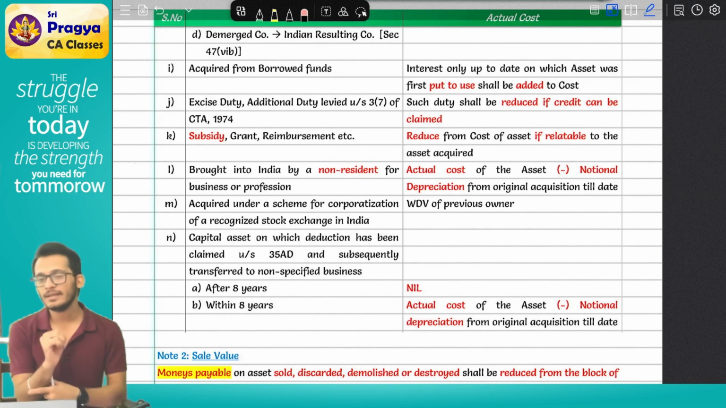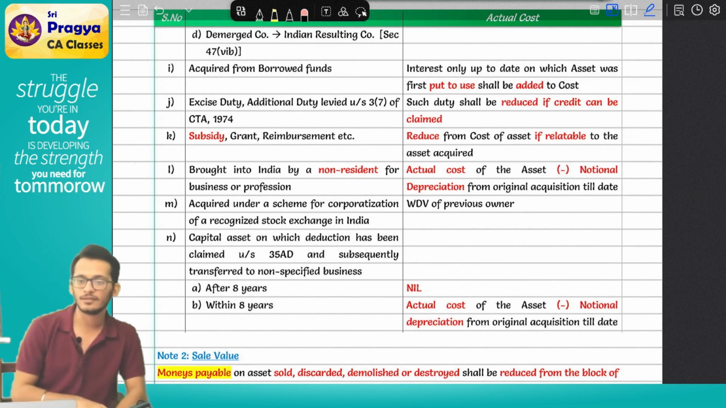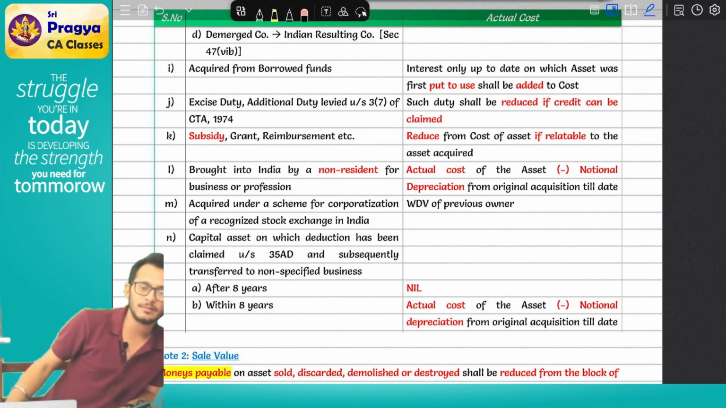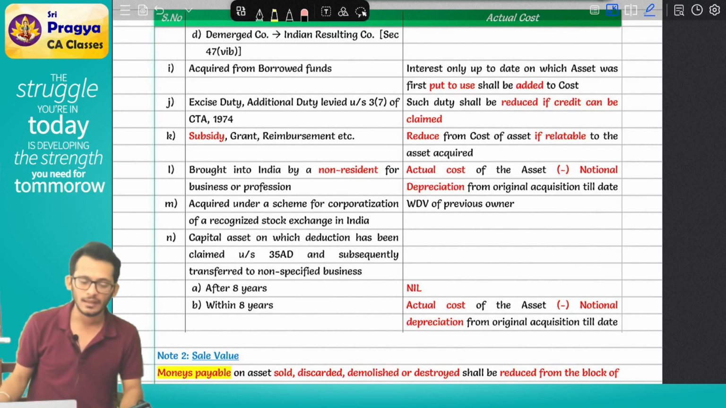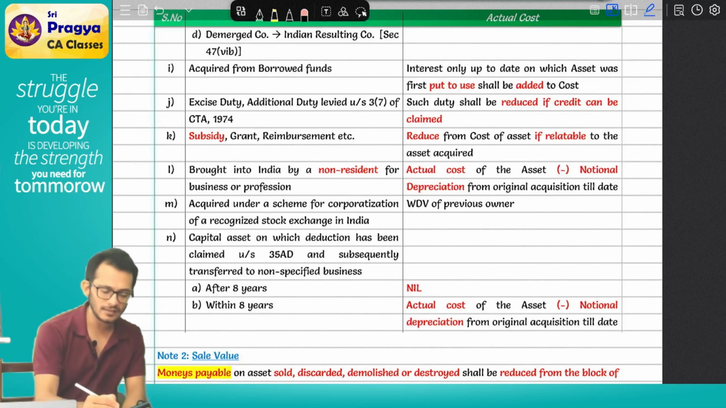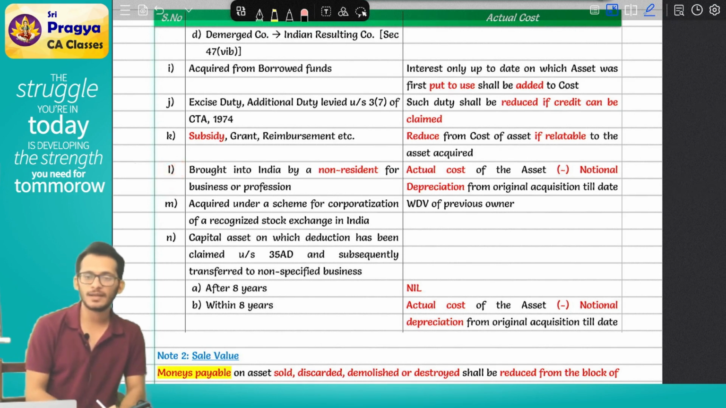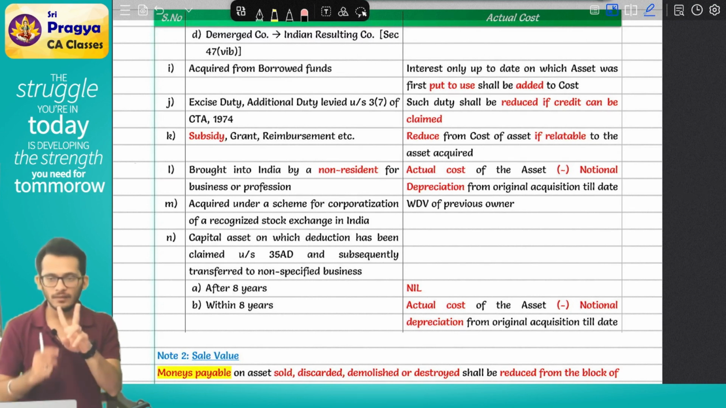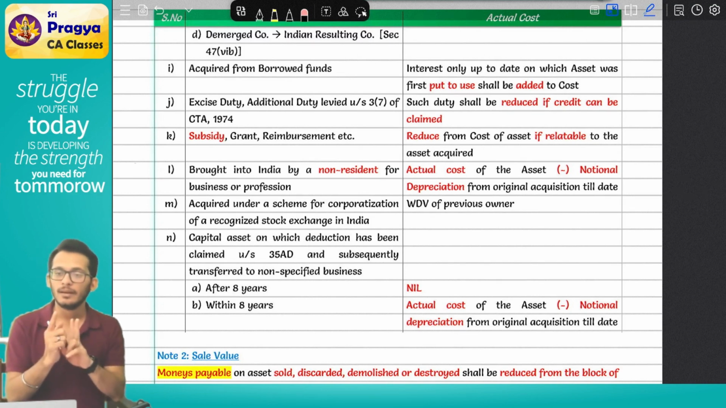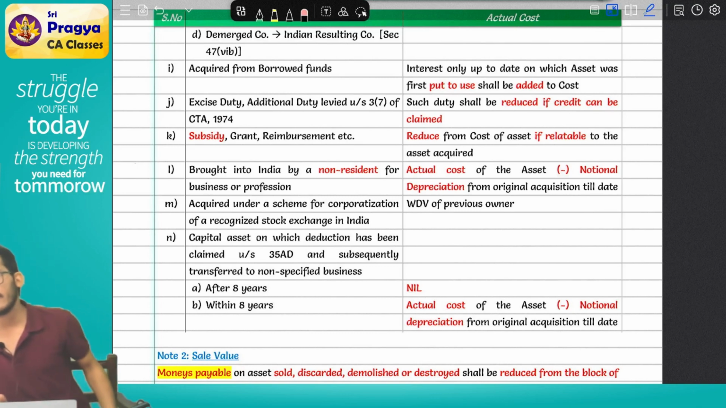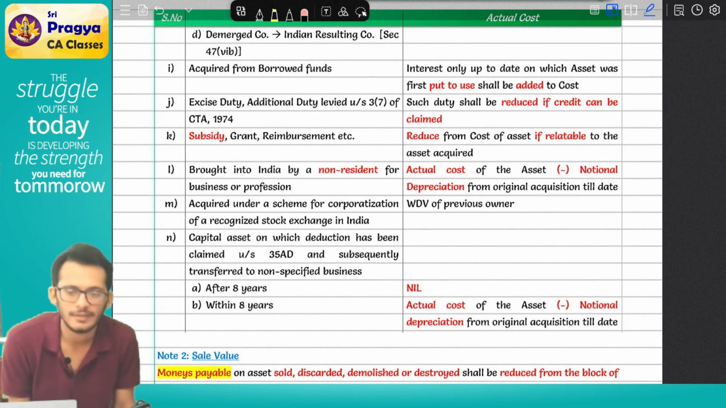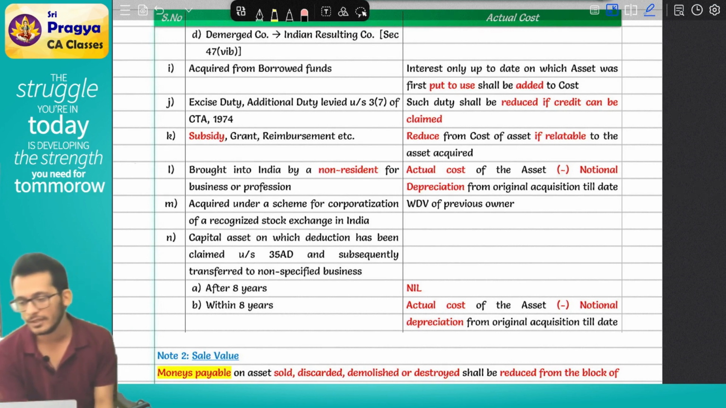Which means assuming that the asset was always in India, how much depreciation you would have claimed? Ignore that depreciation. Balance you can add to the cost. This is the same logic as your building logic. Which means, in simple words, you will do cost minus notional depreciation for two people. One is if you are a non-resident. Second is if you are building. If you are a resident and any other asset, you will take it at direct cost. Yes or no? Yes. This is what your computation of additions is.